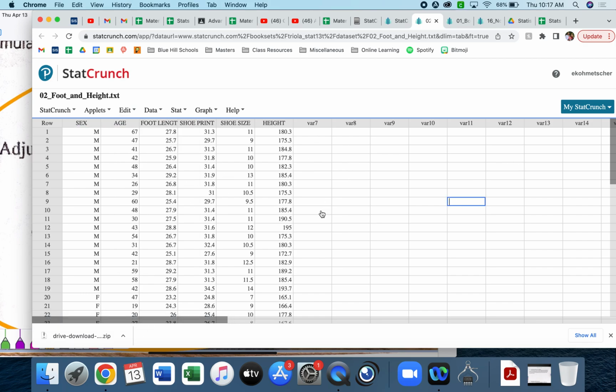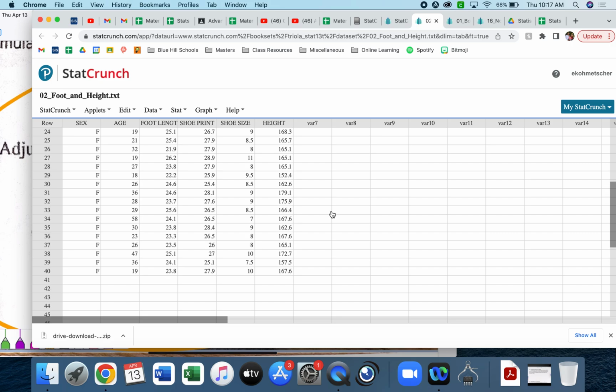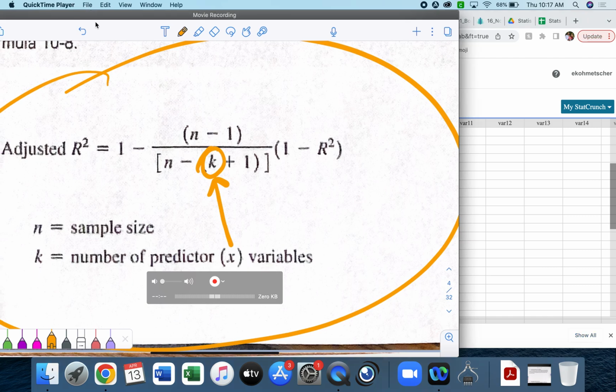Not as many categories and probably not as many people that we have surveyed, but they want you to do age, foot length, shoe print length, shoe size, and height for each of the 40 different subjects, okay? You don't need to do all of them.